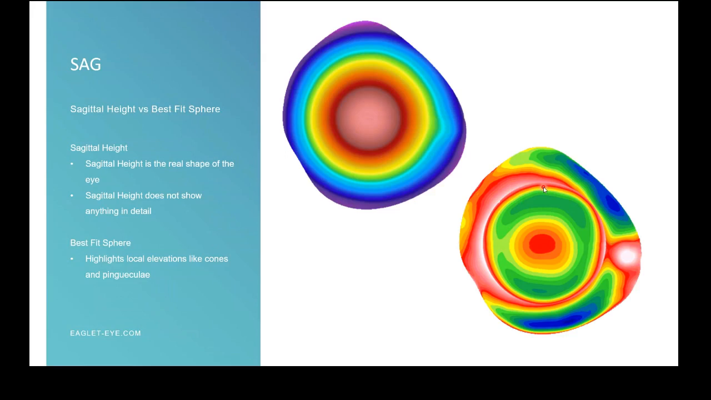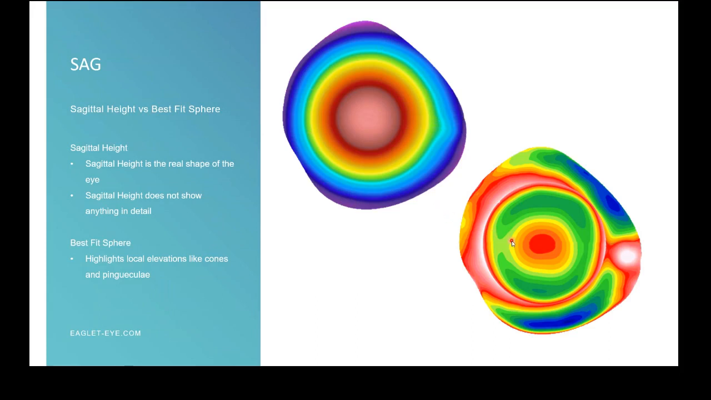But the sagittal height itself is really hard to see. What am I looking at? So the real sagittal height measurement is the image you see on the left. Every eye looks more or less the same, like this image. So in this image, you cannot tell me what is the condition of this eye.